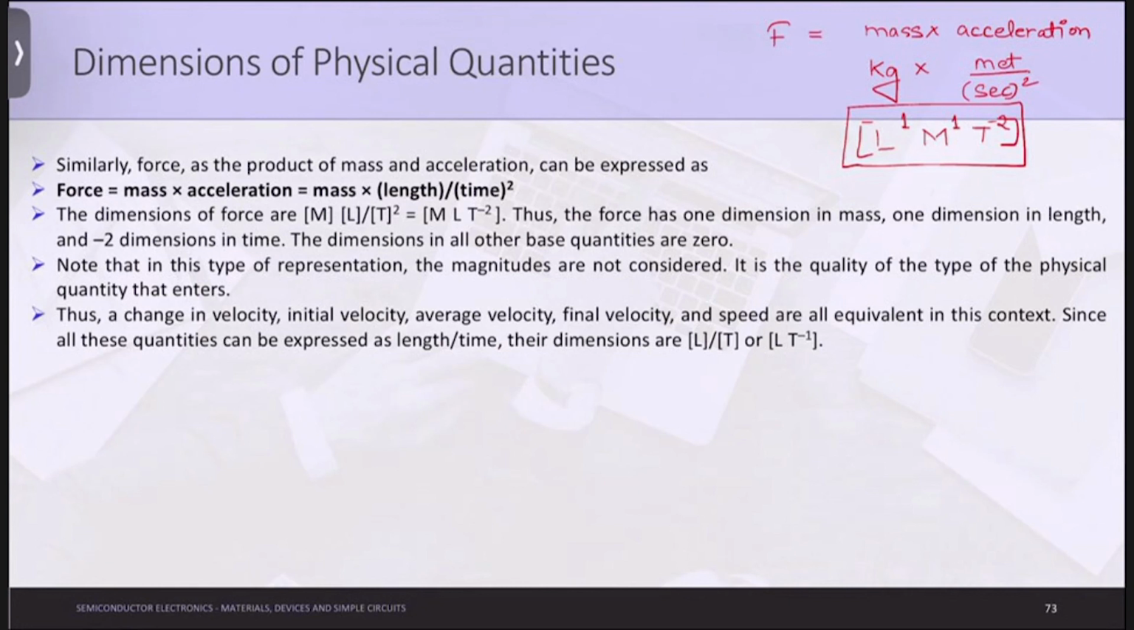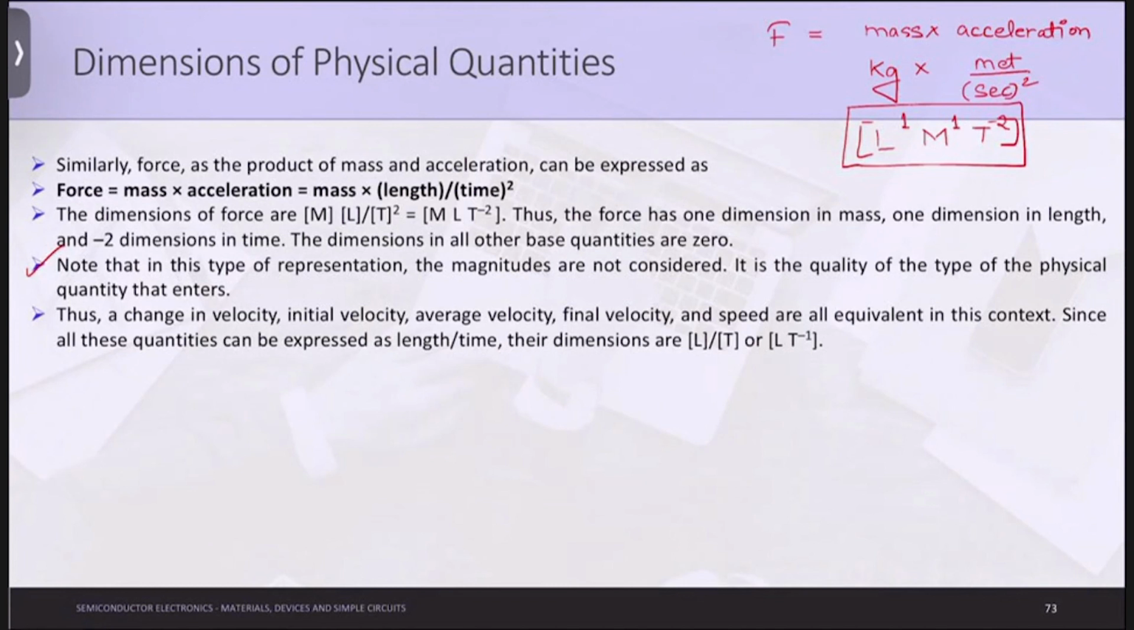Note that in this type of representation, the magnitudes are not considered. Very evident. If, let's say, force has a value of 5 newtons, then it's not 5 multiplied by L^1 M^1 T^-2. We are only and only concerned about dimensions of physical quantities. Anything which is in square brackets is in the dimensions only. It is the quality of the type of the physical quantity that enters.